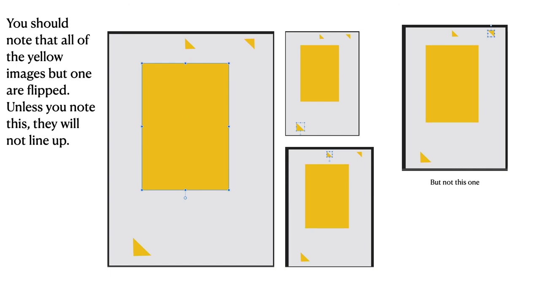Now you should note that all the yellow images but one are flipped. Unless you note this, they will not line up correctly. Now see the top two little yellow triangles? They're actually in line. The bottom yellow triangle is in a line almost with the edge of the big yellow rectangle, which it too is flipped. And you can see the smaller images there. I'm showing you the ones that are flipped. The only one that is not flipped is the top right hand triangle. So I've given you something to do there. When you've got them all nicely in place and you think, they don't line up, what's he talking about? Well, that's the reason.